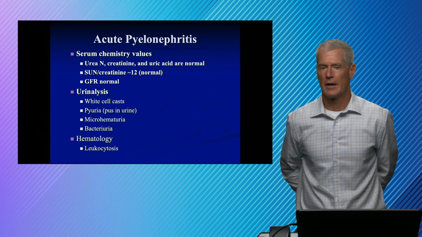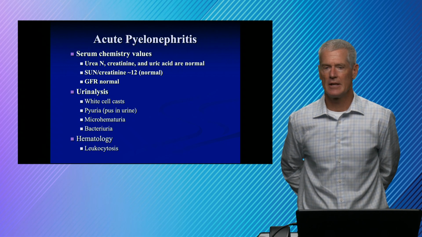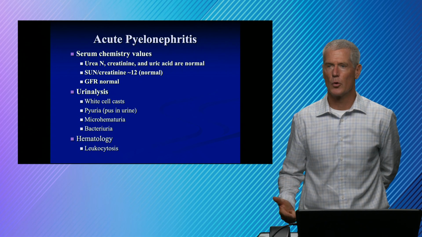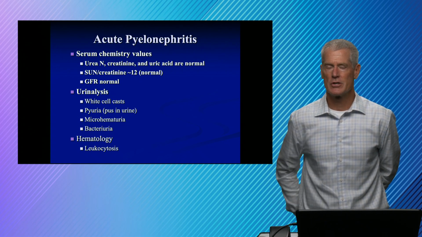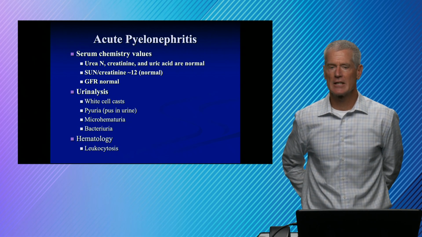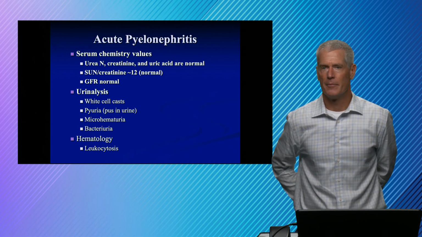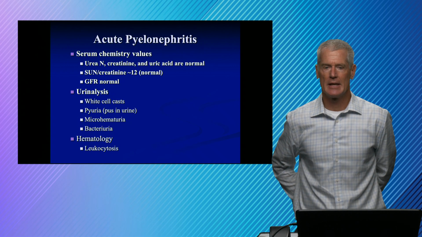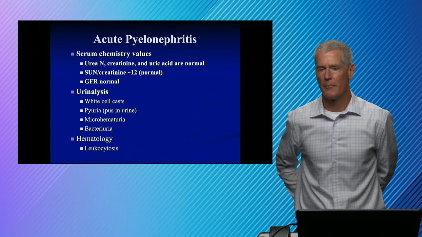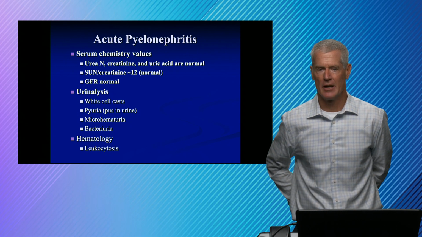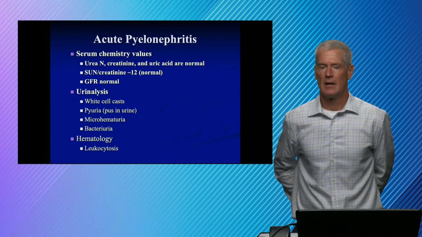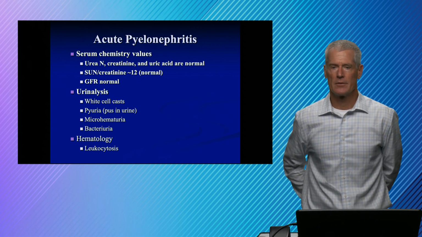So you've got an infection of the kidneys. Urea nitrogen, creatinine, uric acid are all normal. Your BUN to creatinine ratio is normal. Your GFR is normal. But on urinalysis, we're going to see lots of white cells. The urine will be cloudy. You could have some red cells. Under a microscope, you can actually see the bacteria in the urine sample. And from a hematology perspective, you're going to see an elevated white count.